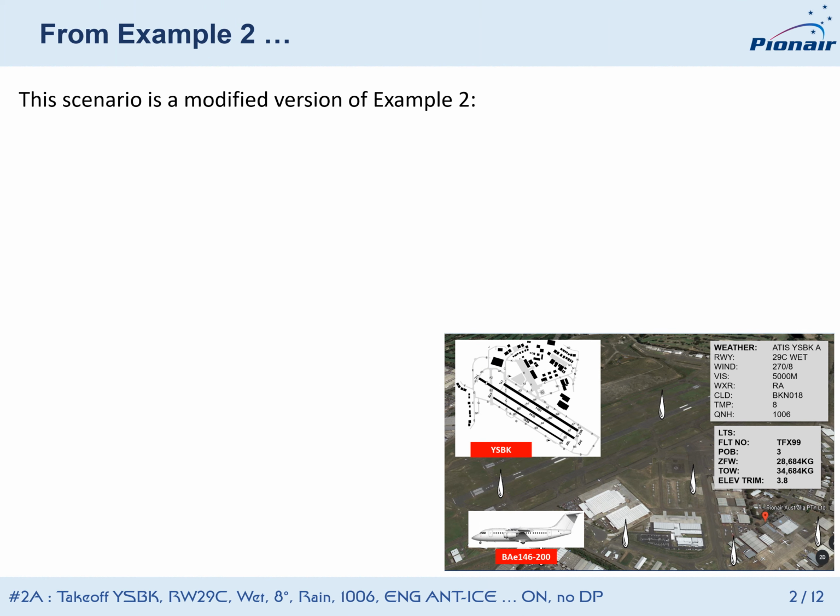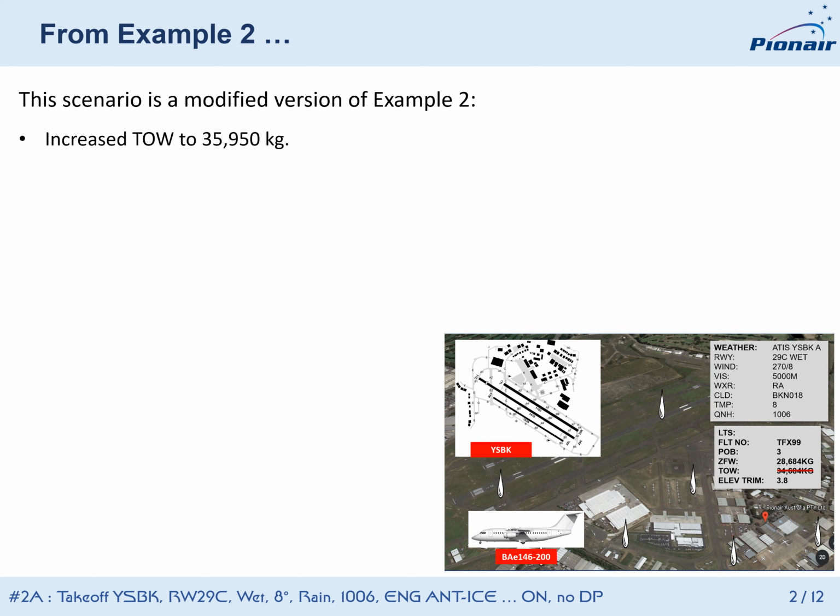So this scenario is based on example 2, but with a higher takeoff weight. As a reminder, example 2 was a departure from Bankstown off a wet runway 29 centre with an ambient temperature of 8 degrees requiring engine anti-ice on. We selected a straight out departure, and based on the engine thrust card and the rack manual, we calculated that we could use maximum flex of 26 degrees.